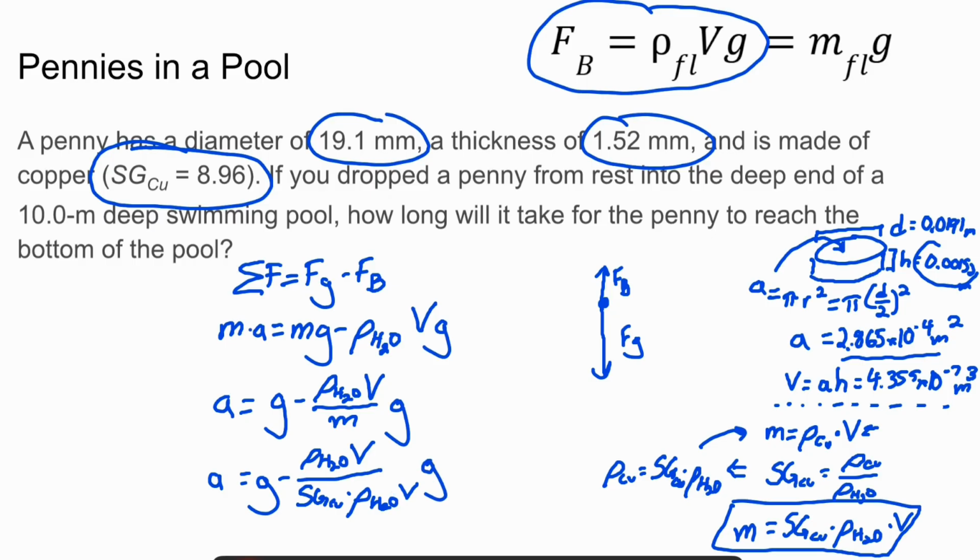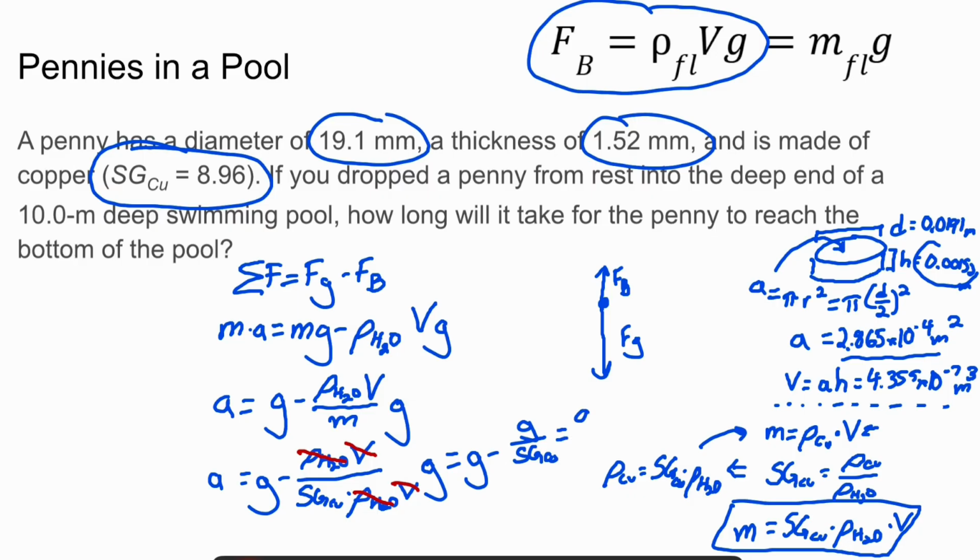And then we can cancel out the terms on the top and the bottom, which is volume cancels out, and so does density of H2O. So look at that. We get a very nice simple term in the end here. Our acceleration equals g minus g divided by the specific gravity of copper, or g minus g divided by the ratio of copper's density to water's density.